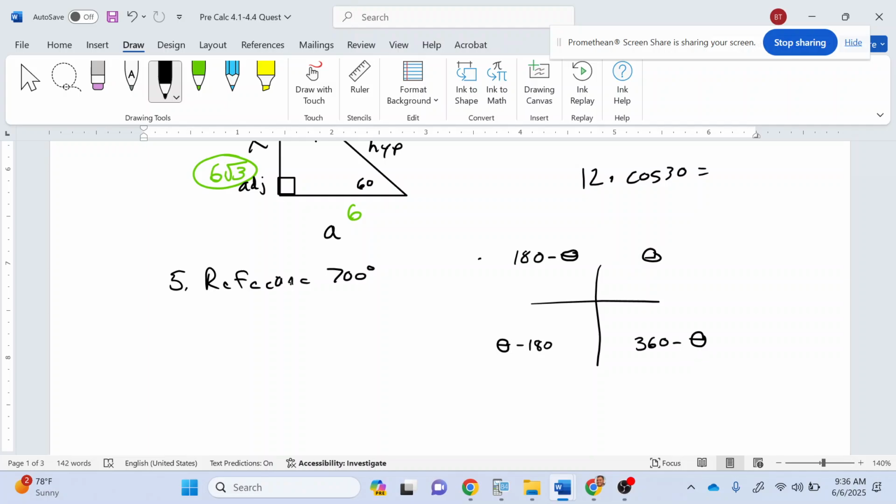Because 700 is more than 360, I'm going to subtract 360 from it. So I'm going to get 340. Now I know I'm in the fourth quadrant at 340. So now I'm going to do 360 minus 340, because I'm in the fourth quadrant, which is 20. So the sine, cosine, and tangent of 20 degrees matches, in absolute value, the sine, cosine, and tangent of 340 degrees. Since I only asked for the reference angle, it is 20 degrees.